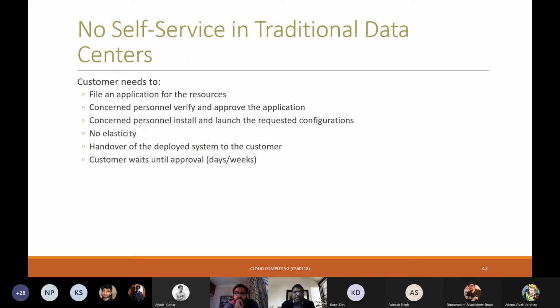There is no self-service in traditional data centers. The customers need to file an application for the resources, and the concerned personnel will verify and approve the application. These concerned personnel have to install and launch the requested configurations.